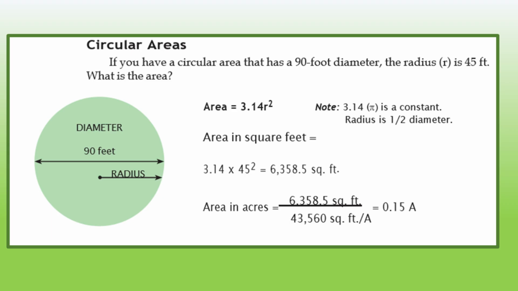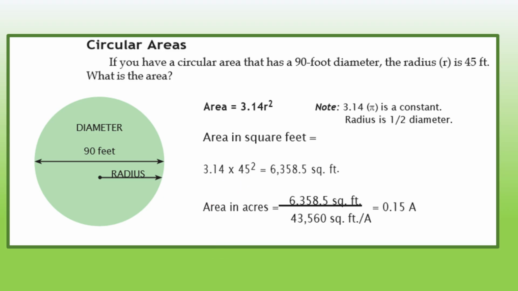Now, another important factor in figuring out the area of a circle is you need to know the area equals 3.14, or pi. You may remember this from school. Pi is always going to equal 3.14. Now we're ready to calculate our square feet. When we look at the area in square feet, we're going to take pi, or 3.14, times 45 squared, or the radius of the circle. This is going to equal 6,358.5 square feet.